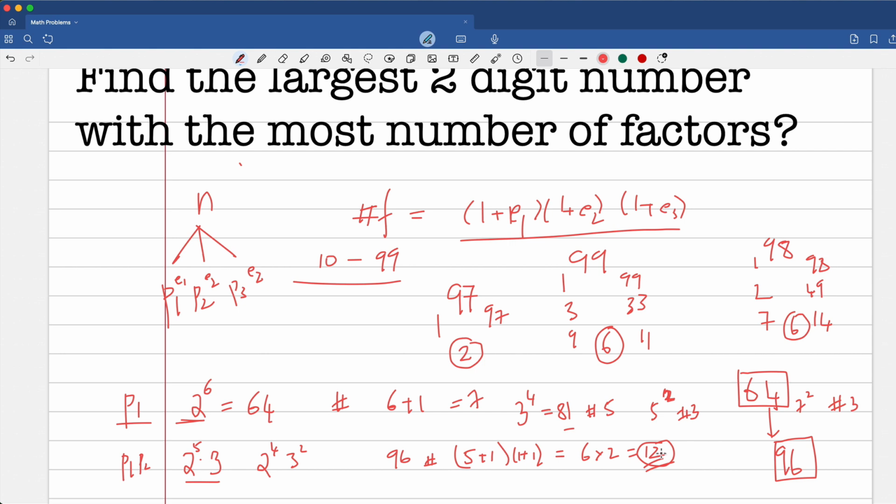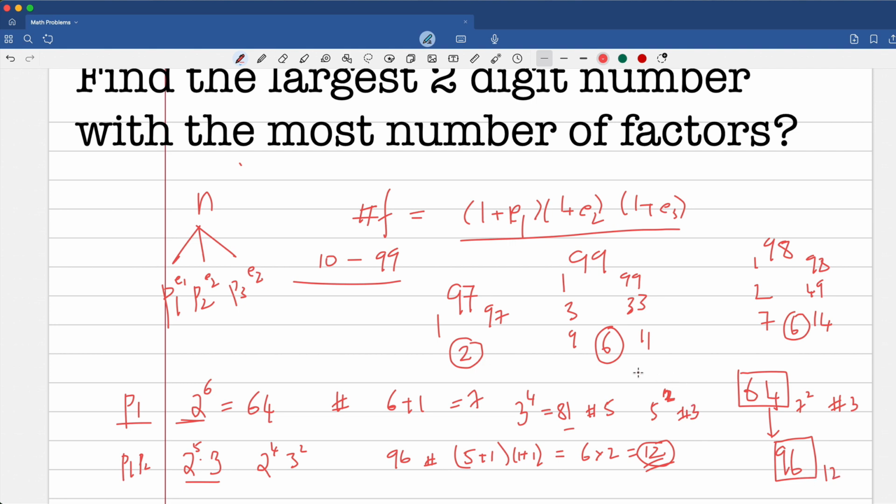But you can't really end it here, because it is quite possible that there might be a number which has more factors than 12 itself. So we need to eliminate that. That's the reason you can't end this. Right now, 96 is our answer on hold, which has 12 factors. So the only way somebody can beat this is if they have more than 12 factors.